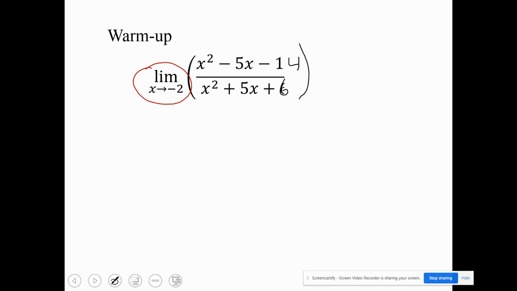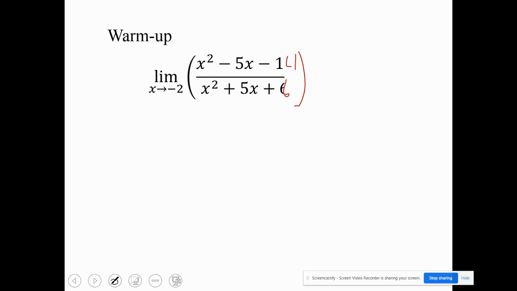What I'd like to do is just plug in -2. If you plug -2 into the denominator, you would get -2 squared is 4. 5 times -2 is -10, plus 6, you can see the denominator ends up giving you 0. Well, that doesn't help us, all right? So we can't have 0 on the bottom. So what that tells me is I can't just substitute in the variable in order to see what it's equal to.